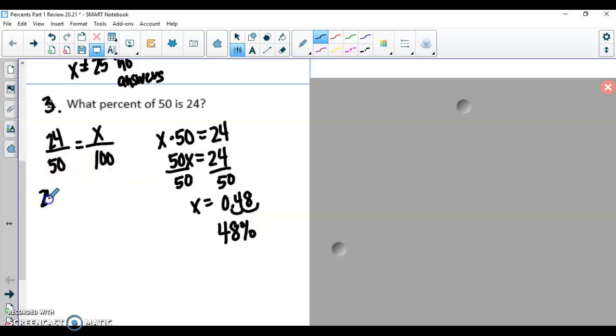Over with the proportion method, you are going to cross multiply, divide through by 50 on both sides to isolate the x, and you get 48 equals x.